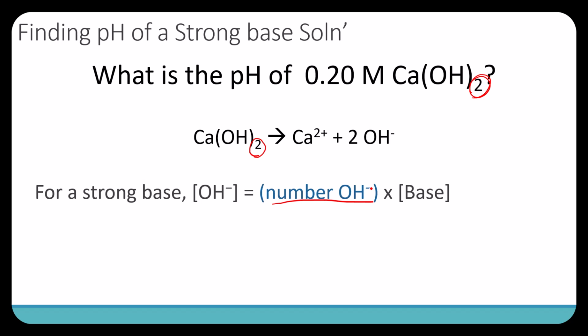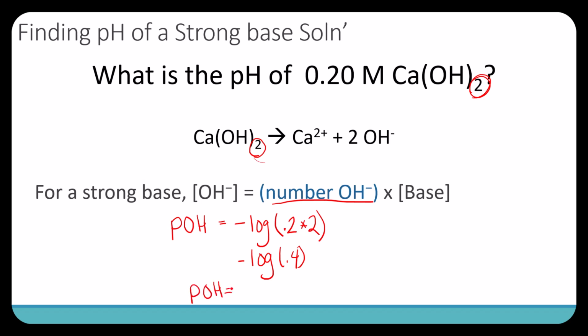But now that we know that, we can solve for the pOH. So pOH is going to be the negative log. I'm going to take the concentration that it gave me, 0.2, and I'm going to multiply that by 2 because of this subscript right here. So I'm going to take the negative log of 0.4. So the pOH equals the negative log of 0.4. The pOH equals 0.39.